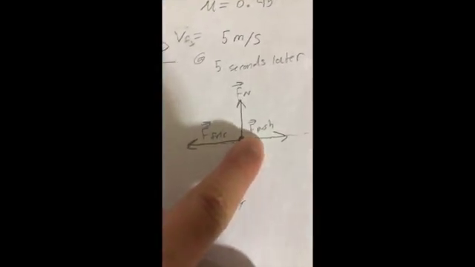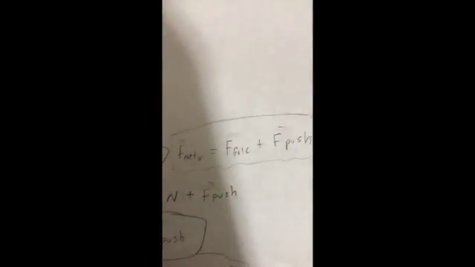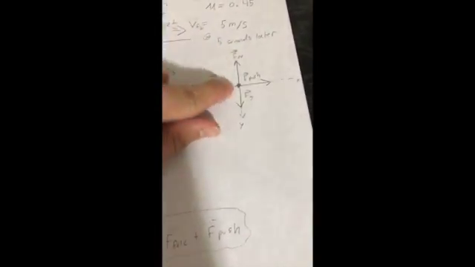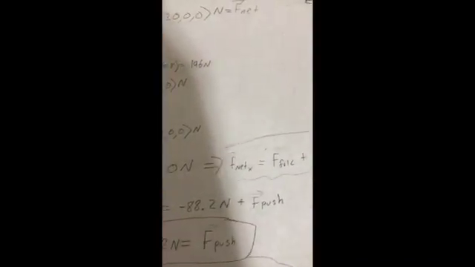So now what we want to do is determine what our pushing force is going to need to equal so that we have this given velocity at 5 seconds. So we plug that into our equation, and we know that the net force in terms of x is equal to the force of friction and the force of our push added up together.